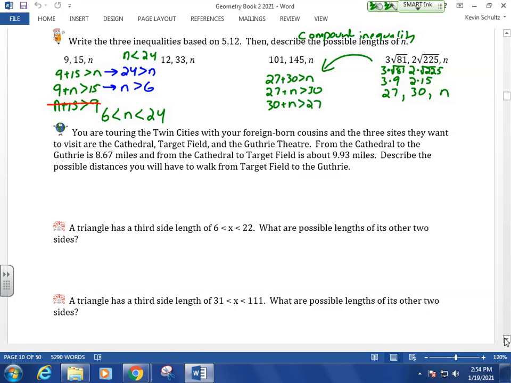Okay, going back to 2 sides, the sum of 2 sides must be greater than the third. These are the 3 combinations that must be true. Well, the one we can eliminate, 30 plus n is greater than 27 because 30 is already greater than 27. That one doesn't really make any sense here. Okay, so 27 plus 30 is greater than n. We simplify that and we get 57 is greater than n. The second one, subtract 27 from both sides. We get n is greater than 3.